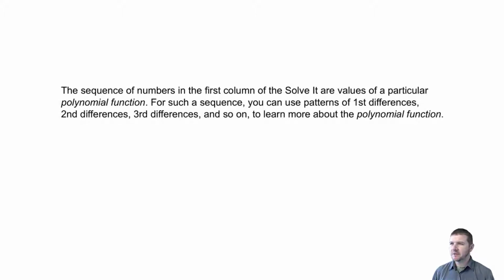The sequence of numbers in the first column of the table are values of a particular polynomial function. For such a sequence, you can use the patterns of first differences, second differences, third differences, and so on to learn more about the polynomial function.